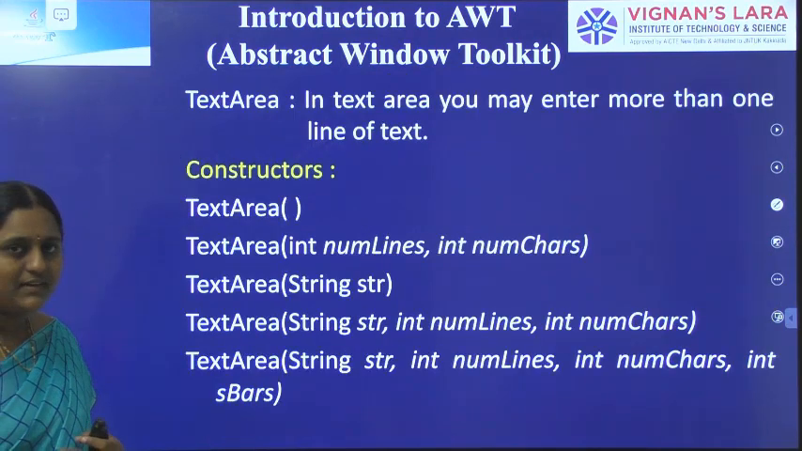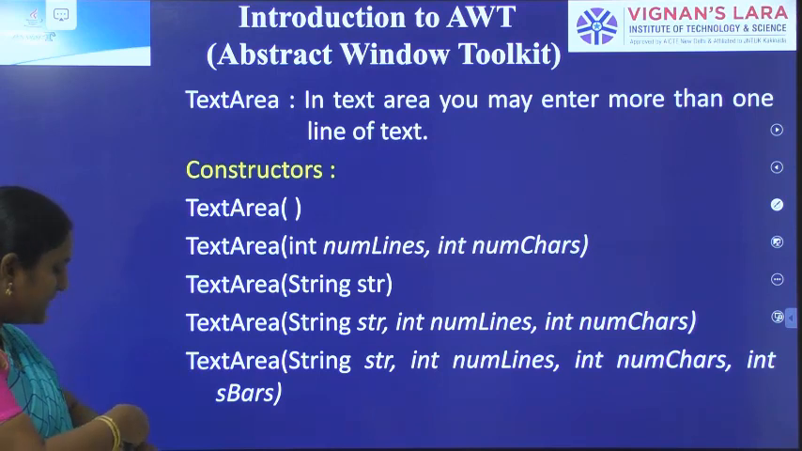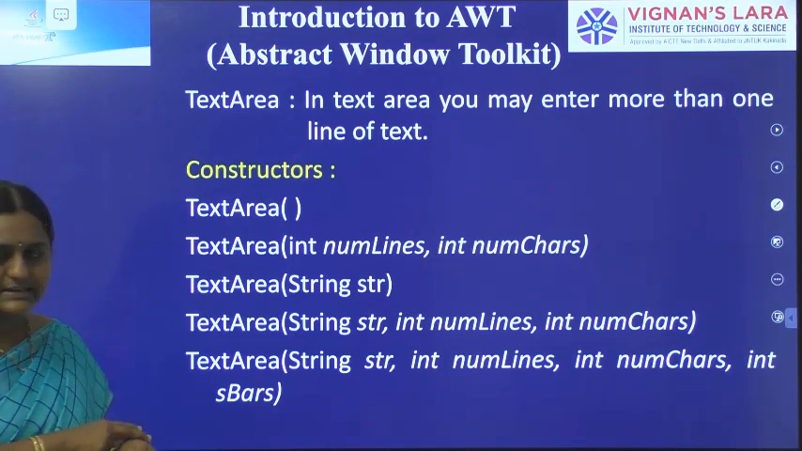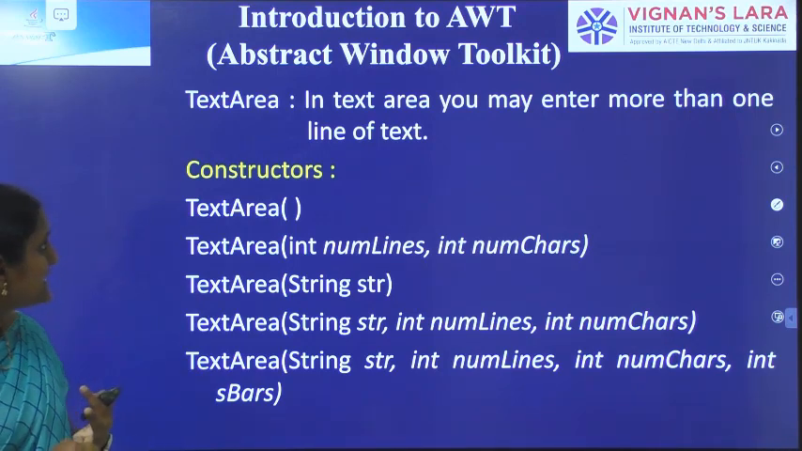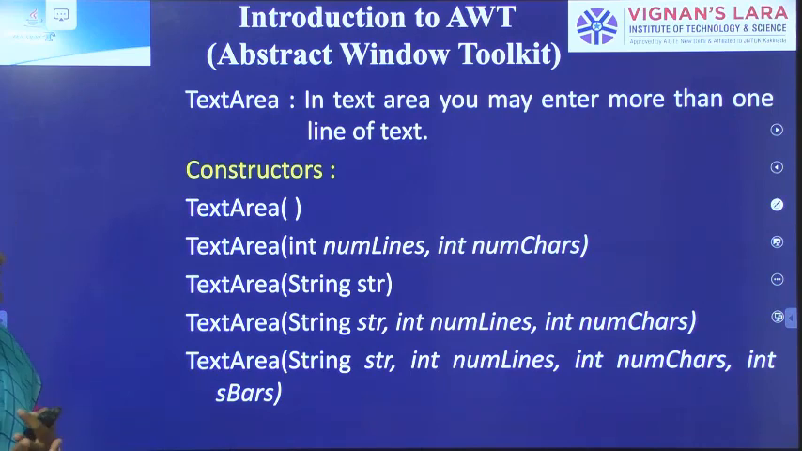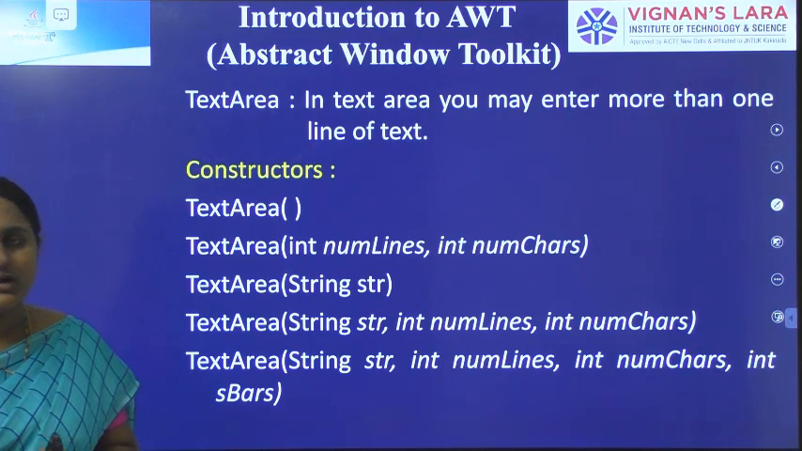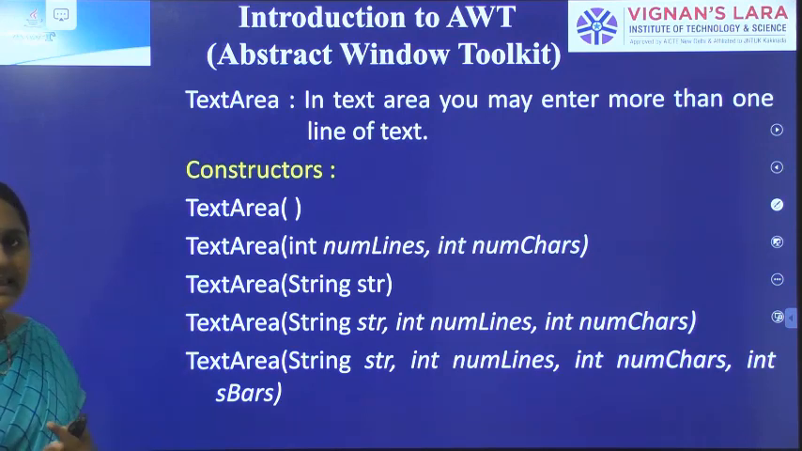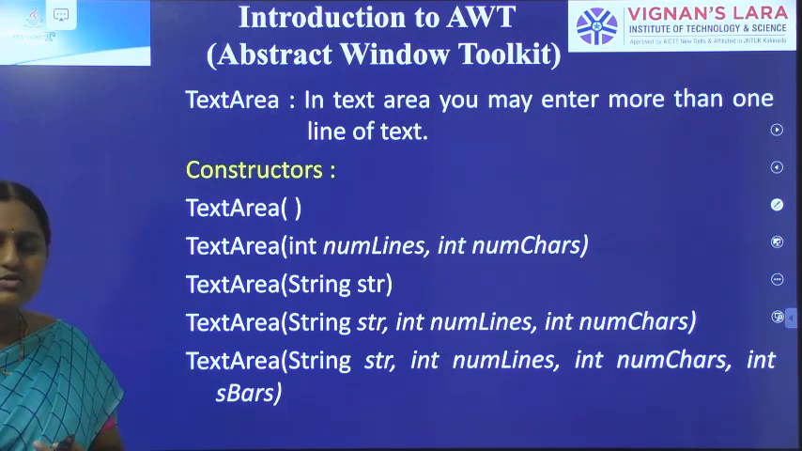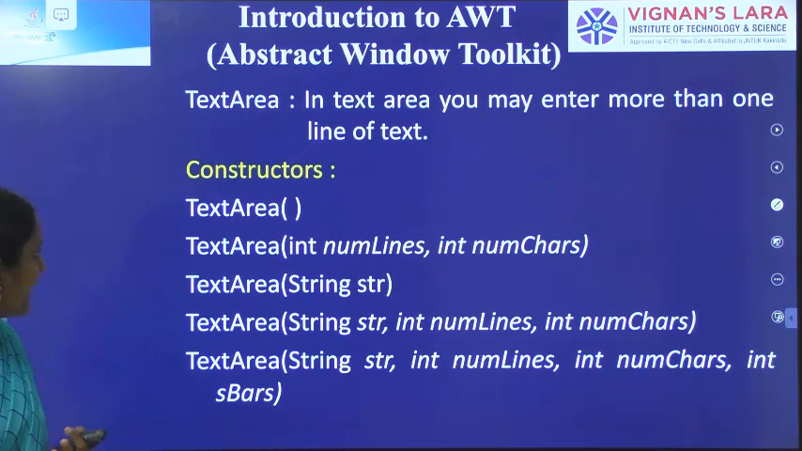What is the difference between TextField and TextArea? A text field allows only single-line text. A text area means you may enter more than one line of text. You may enter more than one line of text by using a text area. So a text field allows only single-line text, and a text area allows multiple lines of text. So what are the constructors?